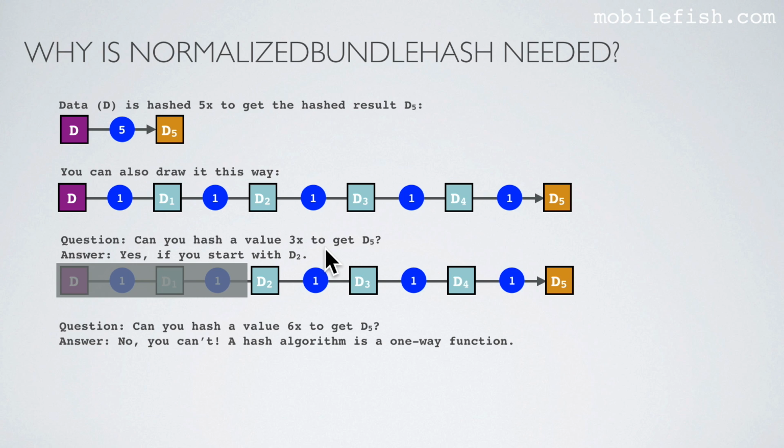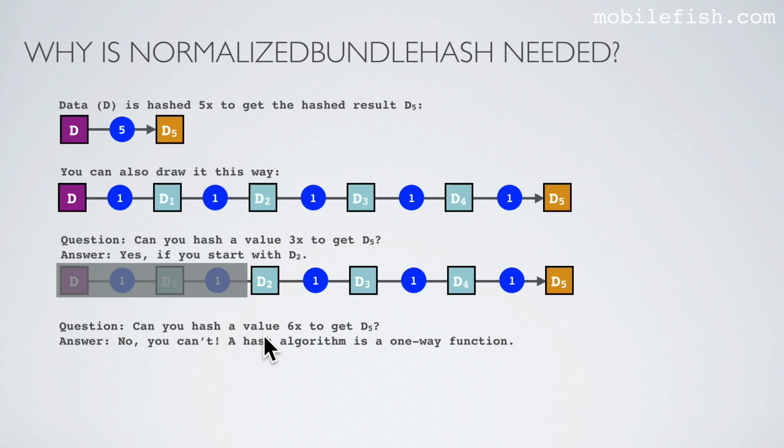Question: can you hash a value 3 times to get D5? The answer is yes, if you start with D2. If you start with D2, you hash it 3 times. 1, 2, 3. You get the result D5.